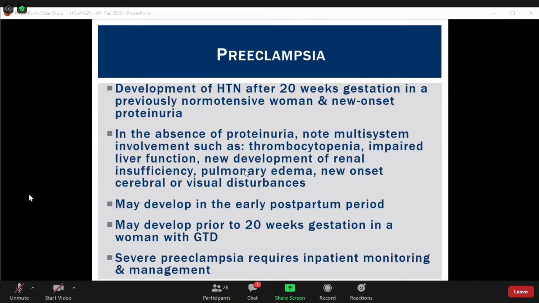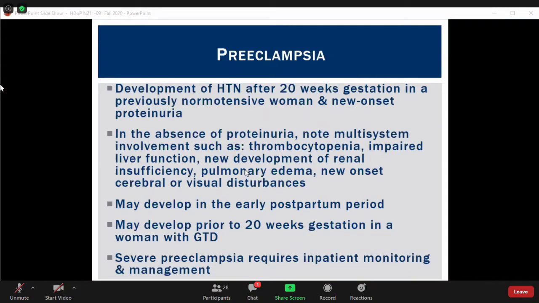I think I've mentioned this before, but I want to make sure that you make a note of this. Do not be deceived by the name preeclampsia, the pre. Preeclampsia can develop after the delivery. It can start during the intrapartum period. It can begin in the postpartum period. So do not be deceived by that pre into thinking, oh, it happens before the delivery.